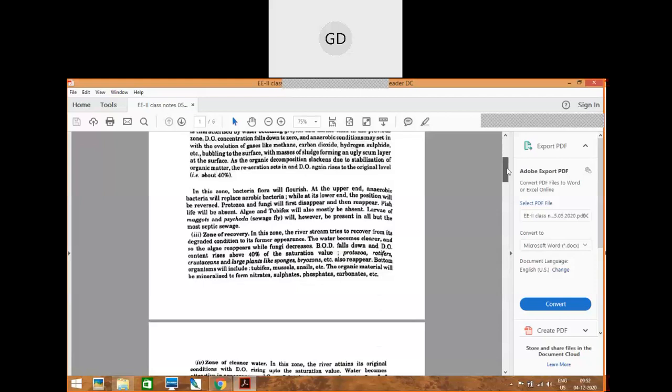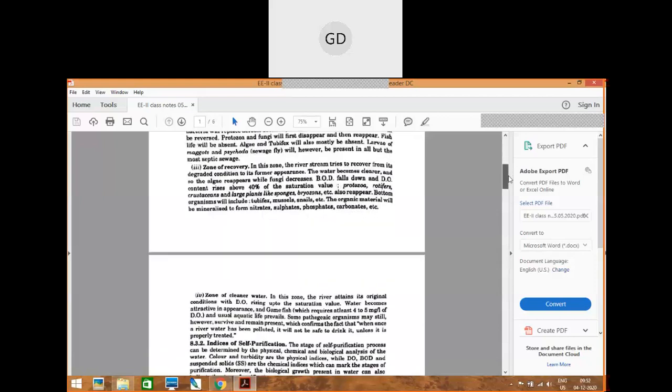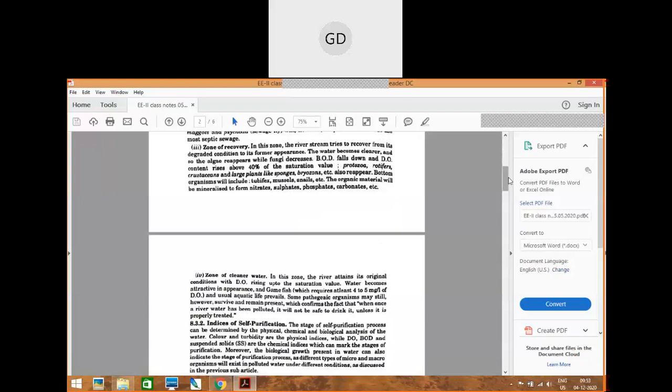After your zone of active decomposition comes your zone of recovery. So what happens in this zone? In this zone, the river stream tries to recover from its degraded condition to its former appearance. So here, after so much pollution is happening, the color of the water is becoming grayish, the aquatic life is hampered, everything bad happens in your active decomposition zone. So now in this zone of recovery, from the name itself, what is happening? It is recovering from its degraded condition, the river stream is trying to recover to its former appearance, like how it was before.